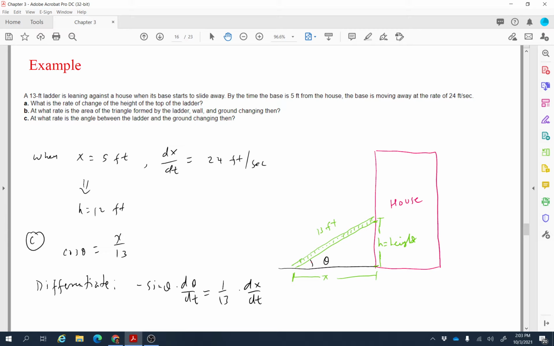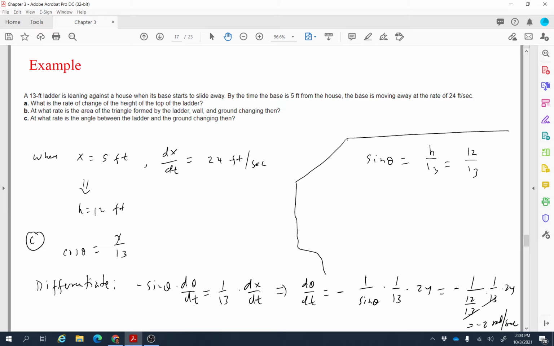Now if we differentiate both sides with respect to time, and by using the chain rule, the derivative on the left side would be negative sine theta times d theta over dt, equal to, you can just bring this 1 over 13 times the derivative of x with respect to time. Now we need to solve for d theta over dt. For that we need the value of sine theta.